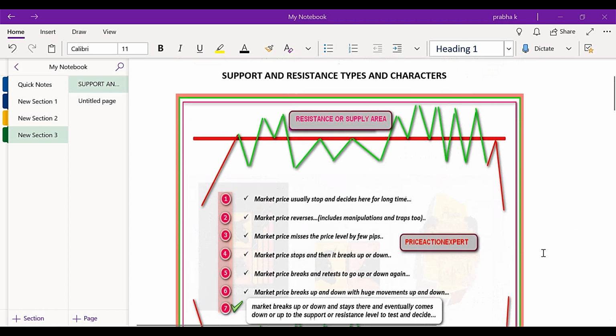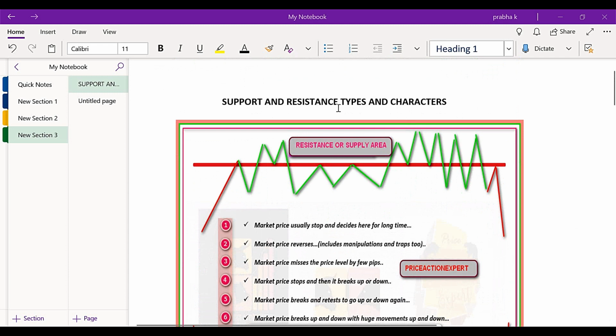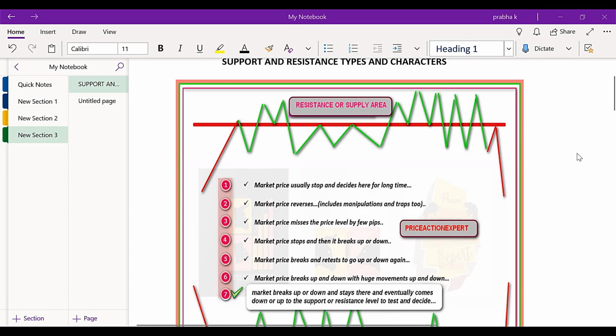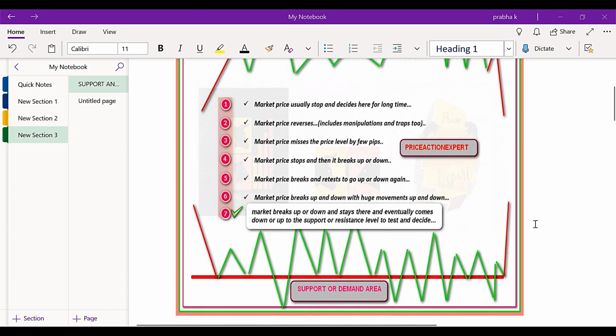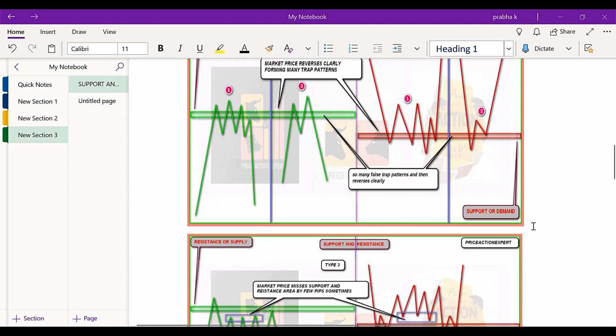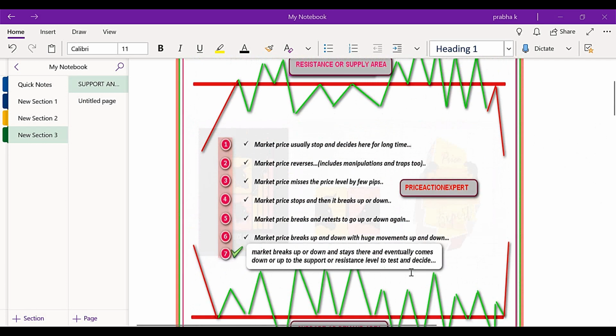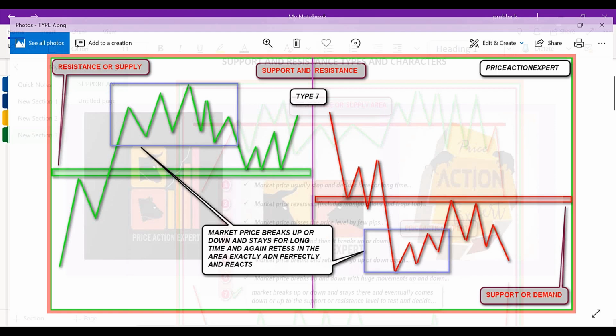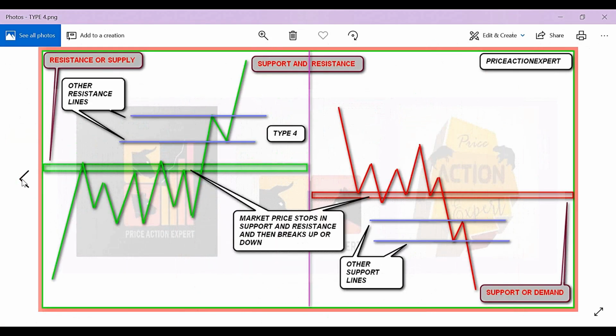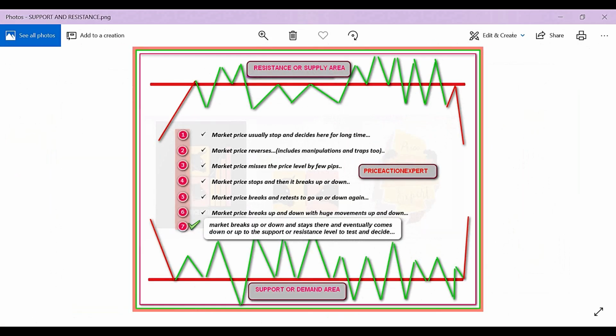Today, in this video, we are going to discuss support and resistance, its types, and its characters. First, I will show you what we are going to discuss in this video. Just have a look at it. Okay, these are the 7 types of support and resistance.